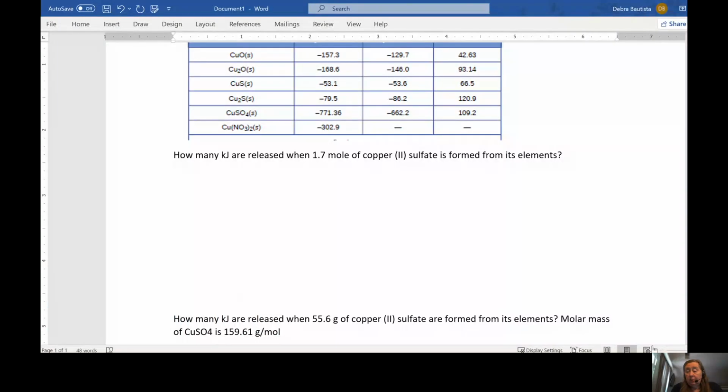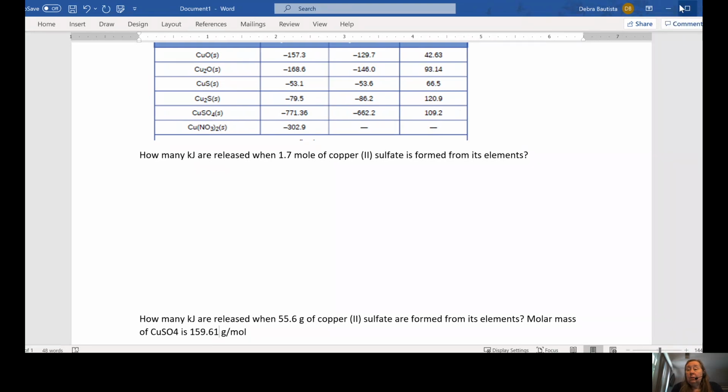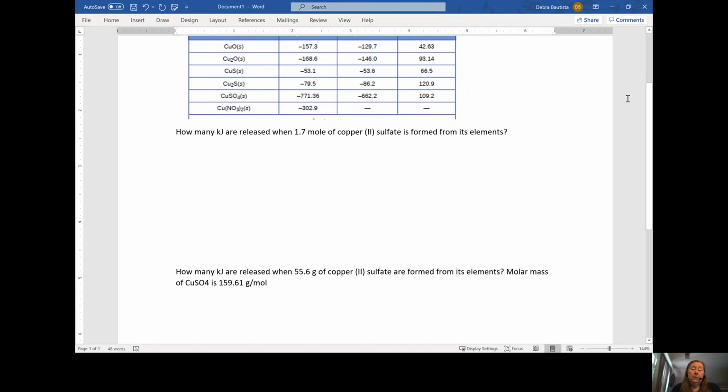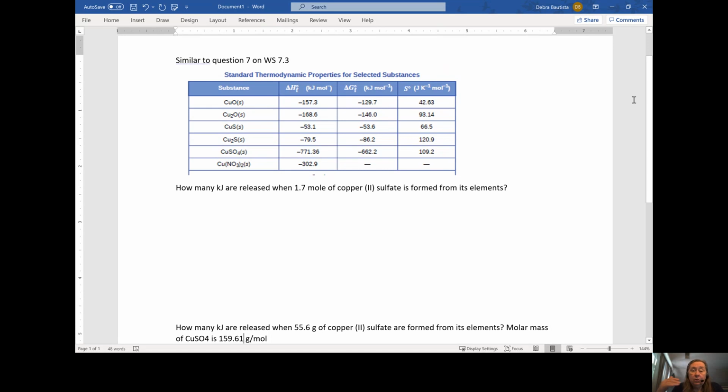Let's talk about worksheet 7.3 question number 7. I had a question from somebody and I thought I would help you with that. So let's think about this question. The first thing I want to do here is make this big. I went into your book and I've changed the question a little bit so it's only similar, so that you can still do that question.